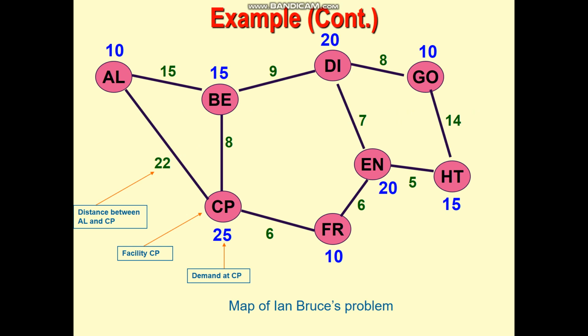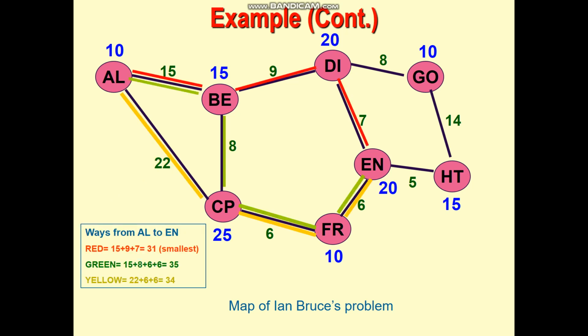So here are the 8 towns that he has to deliver the product to. The blue number is the demand. For example, in the town CP, the demand is 25. And the green color is the distance from one town to another town. For example, 22 is the distance between the town AL and CP, and 15 is the distance between the town AL and BE.